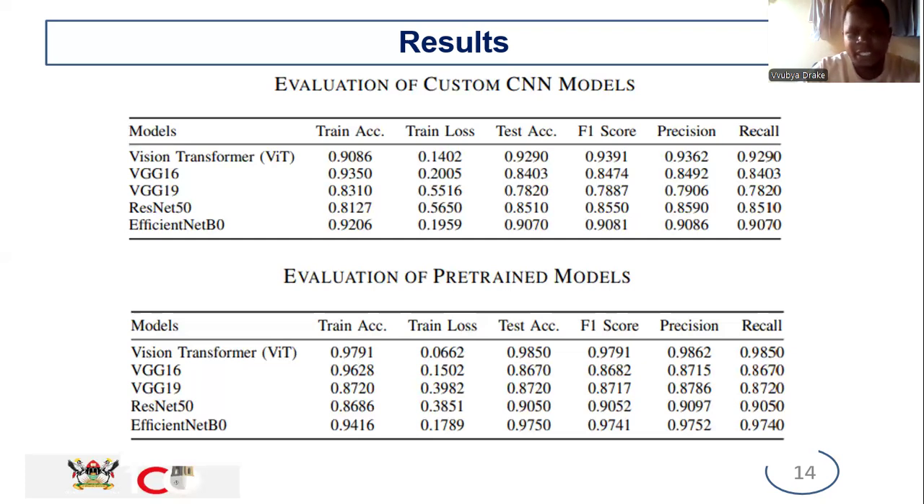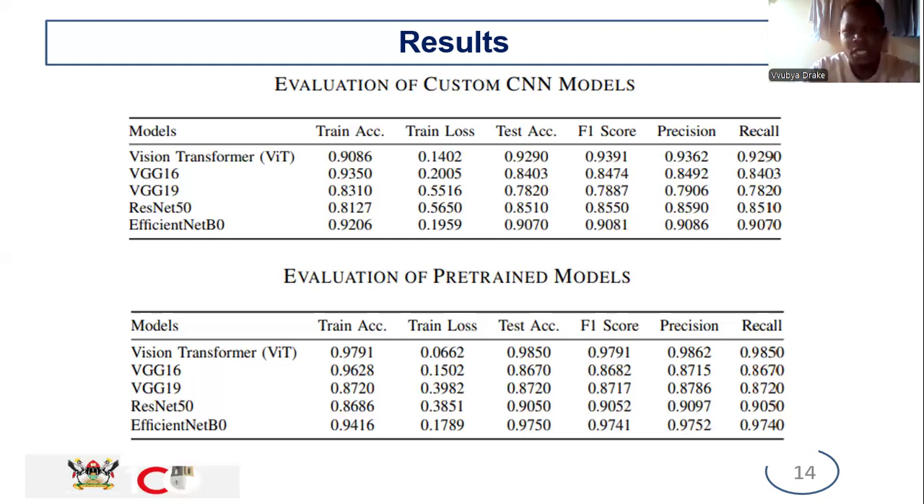Then we see that EfficientNet performed better than all other CNN models, and this is due to its compact and efficient architecture that balances precision and recall. Then ResNet performed better than the two, VGG16 and VGG19, due to its residual connections that help it mitigate the vanishing gradient, a challenge for deep neural networks like VGG16 and VGG19.